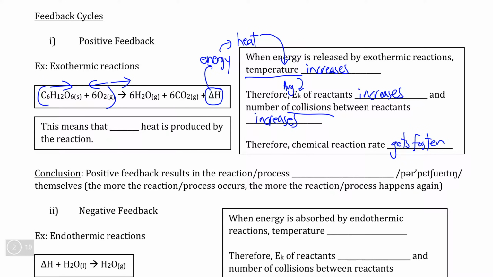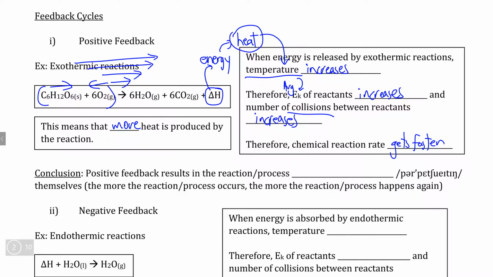Now, that means that if this chemical reaction is faster, that means that more of our products are generated, which also means that more heat is released by this reaction as well, which is going to increase the temperature, increase the number of collisions that occur between the reactants and cause the chemical reaction rate to get even faster, which means that this reaction is going to generate even more heat, increasing the temperature, causing the reactant particles to collide with each other more and causing the chemical reaction rate to get faster, and so on, and you get the general idea.